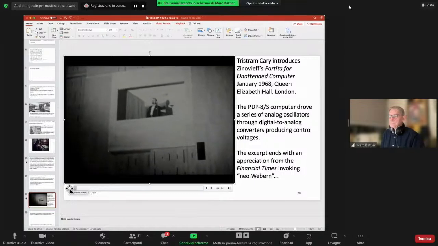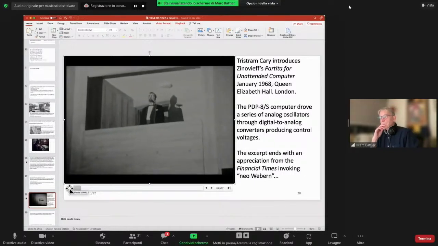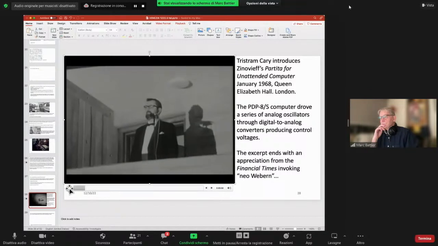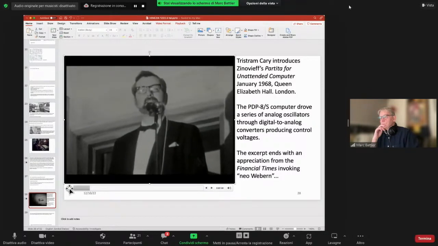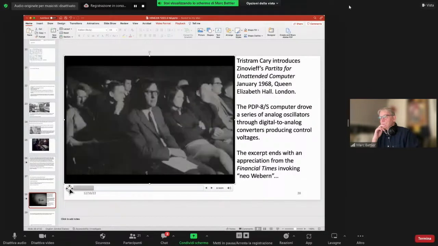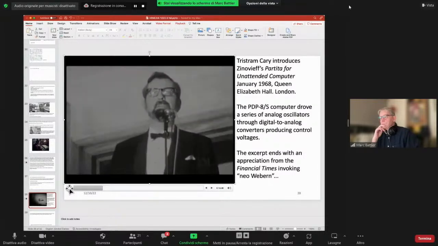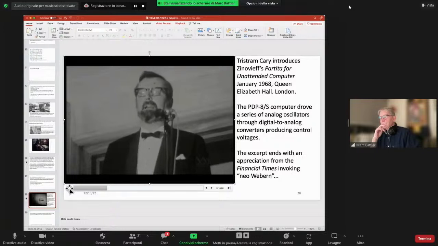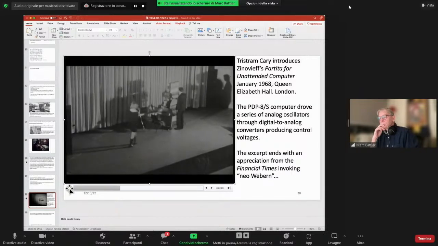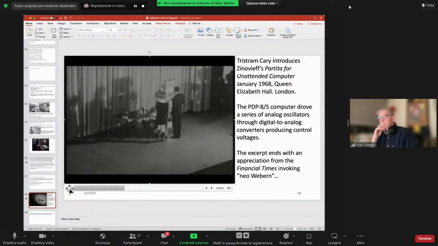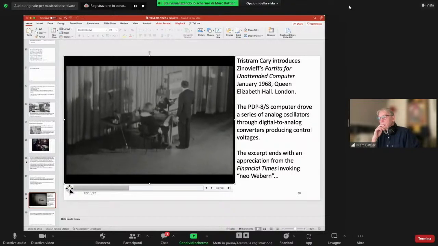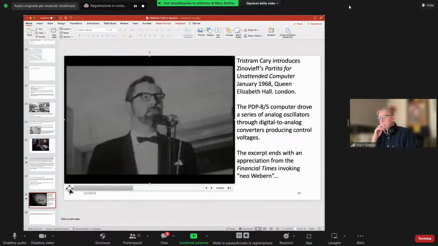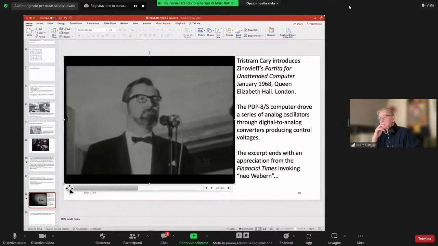The next item, Partita for Unattended Computer by Peter Zinoviev, is a true live performance in the sense that no magnetic tape is being used at all. Furthermore, the computer has a choice at various stages in the procedure, and the piece therefore comes out different every time it's played. The performance you're about to hear is therefore unique and unrepeatable. First of all, checks are made to see that the composition is correctly loaded into the computer. The computer is started and will carry out the performance unattended.